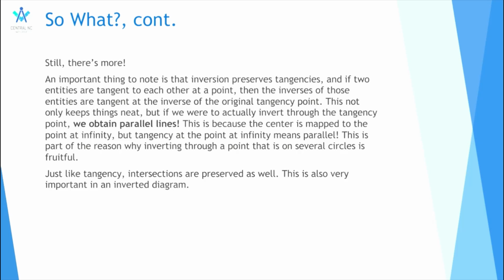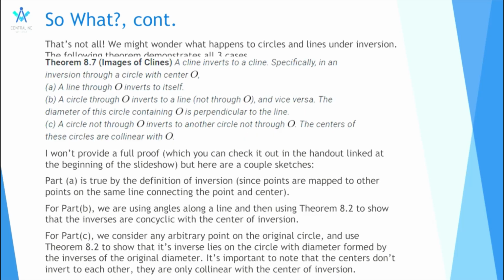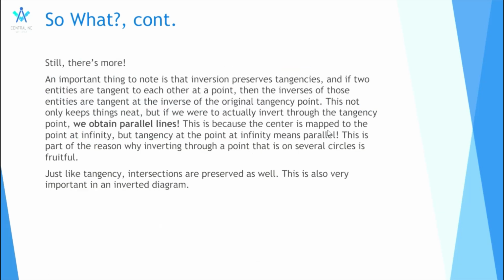Now, let's say we had two circles that pass through some point O. If we invert through O, it turns out that those circles become lines. But because of this part, that the diameter of the circle containing O is perpendicular to the line, and because of this tangency condition, we actually see that these lines become parallel. Now this is very, very helpful.